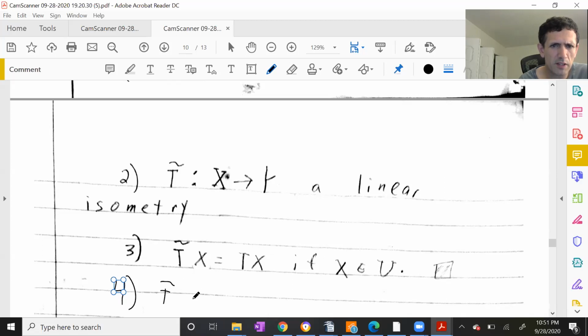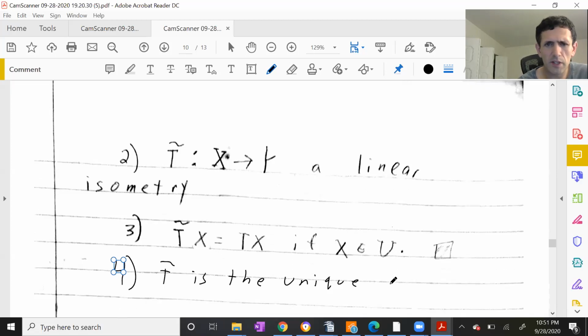T tilde is the unique linear isometry satisfying 3.